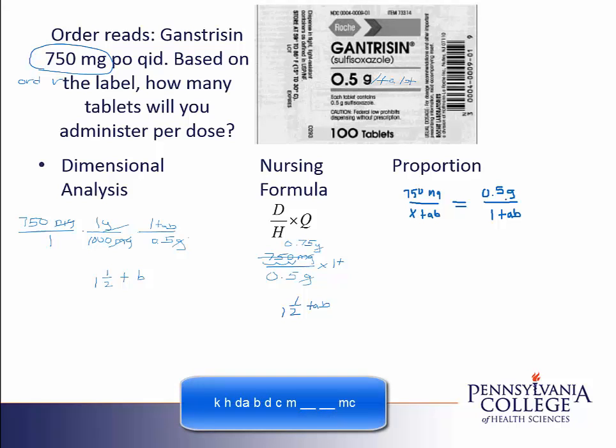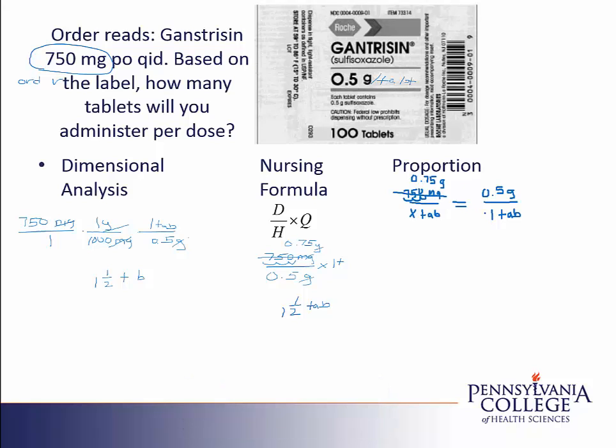So what I need to use is my King Henry to move the decimal. So King Henry died by drinking chocolate milk full of microorganisms. To move from milli up to the base unit, I need to move my decimal 3 places. So this allows me to change the order to 0.75 grams. Now I have a true proportion because I have the same labels on the top and bottom of both fractions.